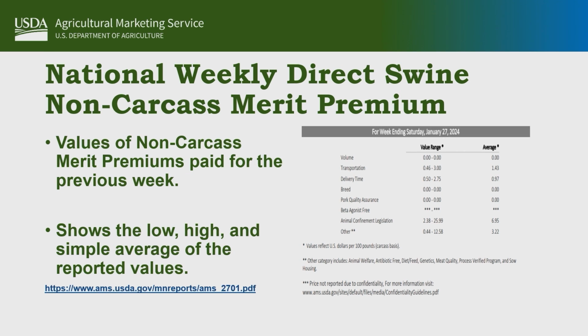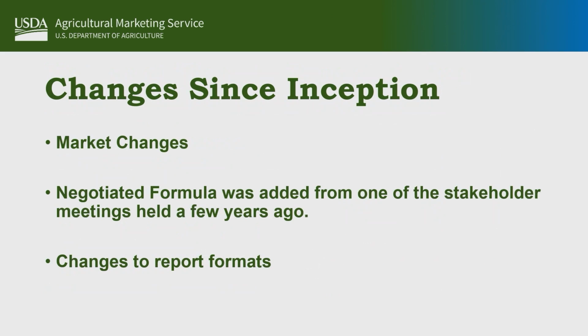Lastly, we've got our weekly reports. We've got a non-carcass merit premium report. This is where you're going to see anything that has to do with the various animal confinement legislations, Prop 12, Q3, anything like that. And then we've got the various types of what would hit your non-carcass merit premiums. So if it was beta agonist or if you're hitting a breed specific, anything along those lines. These are all simple averages on this report.